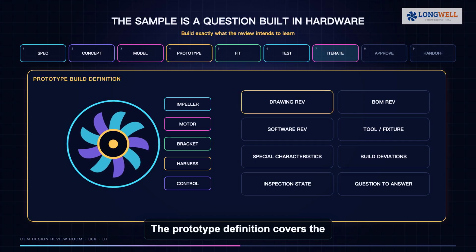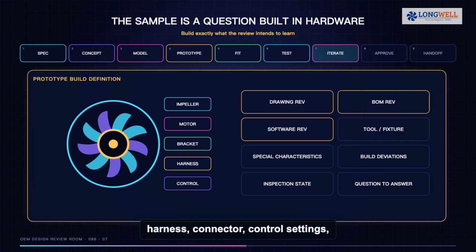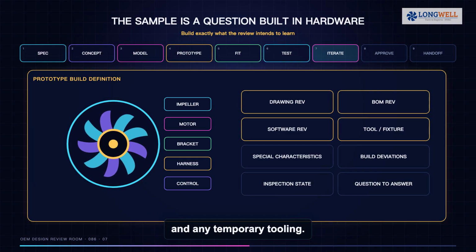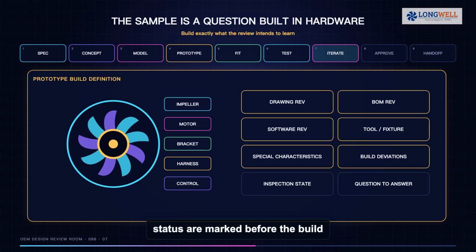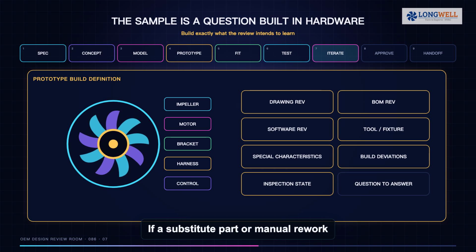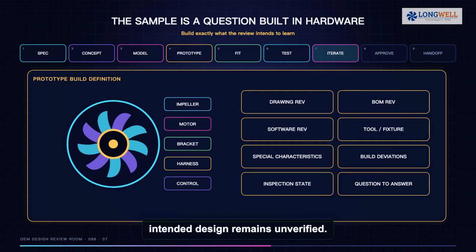The prototype definition covers the impeller, motor, bracket, harness, connector, control settings, and any temporary tooling. Special characteristics and inspection status are marked before the build starts. If a substitute part or manual rework is used, record it. Otherwise, the test may pass while the intended design remains unverified.